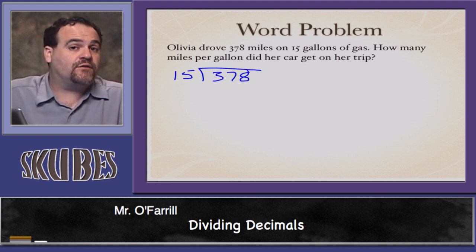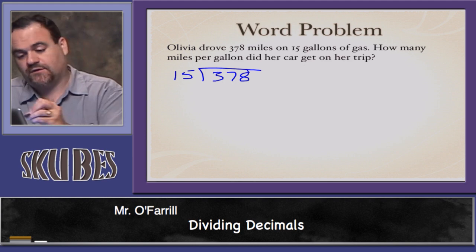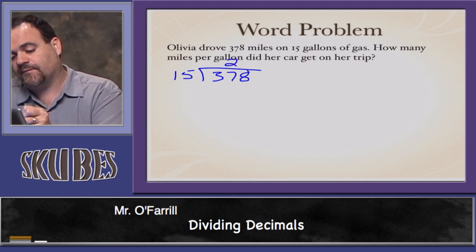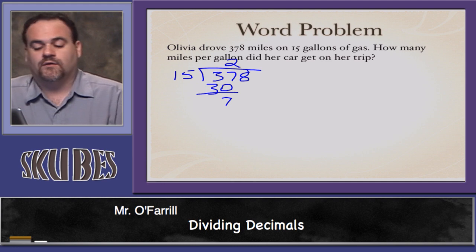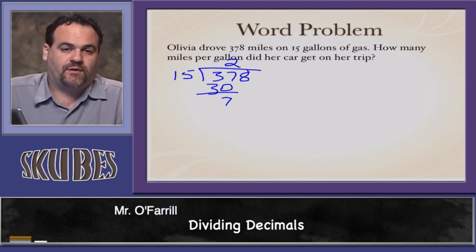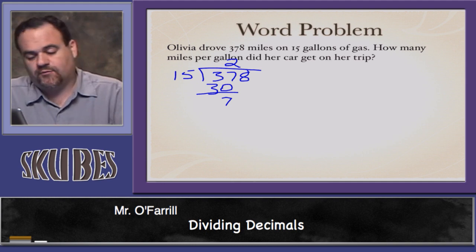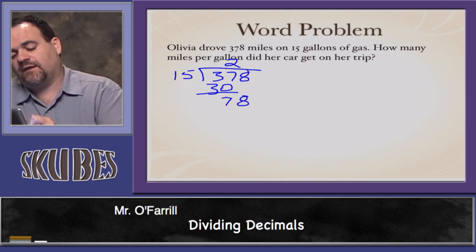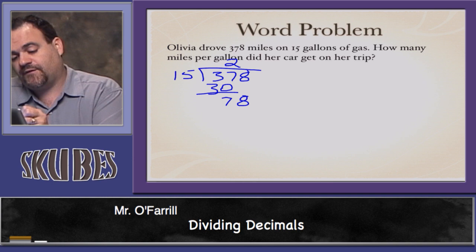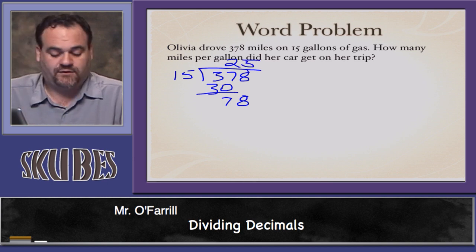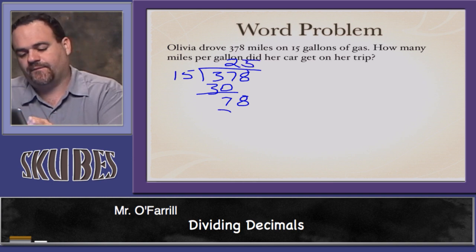We're going to do 15 into 37. Well, 15 goes into 37 2 times. 37 minus 30 is 7. And then we'll bring down the 8. And we have to see how many times 15 goes into 78. Well, 15 times 5 is 75.